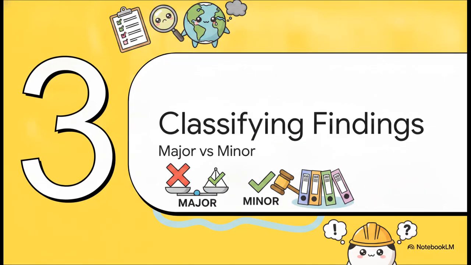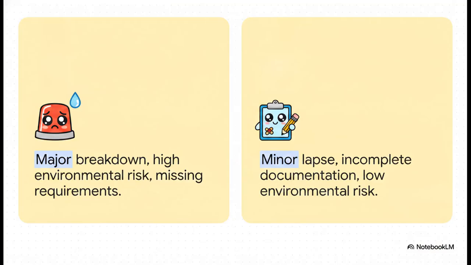Which brings us to Section 3, classifying nonconformances. Okay, once the evidence is sampled and gathered, the evaluation phase kicks in. The auditor now has to deliver a verdict on where the system is failing. They classify these failures into two very distinct categories, major and minor nonconformances.